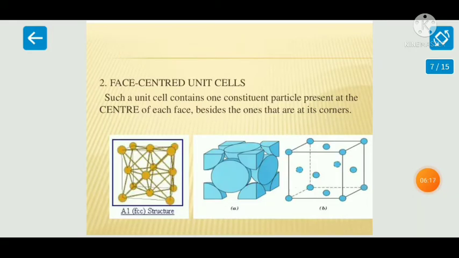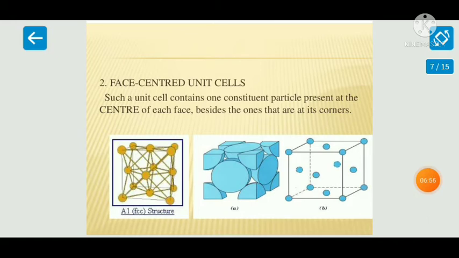Face centered unit cell. Such a unit cell contains constituent particles present at the center of each face. See this, the FCC structure, and the different faces. How many faces in this cube? Six faces. Such a unit cell contains one constituent particle present at the center of each face, besides the ones at the corners.